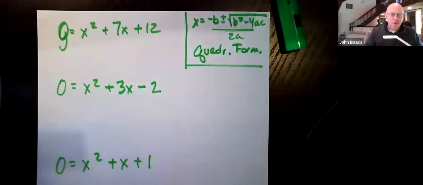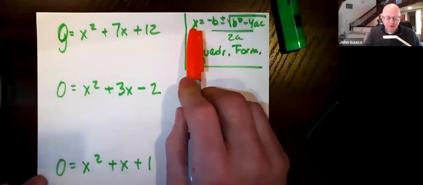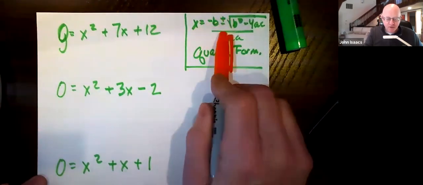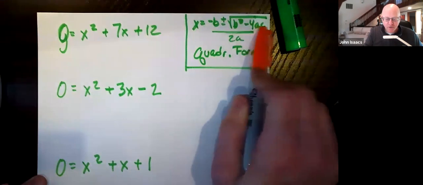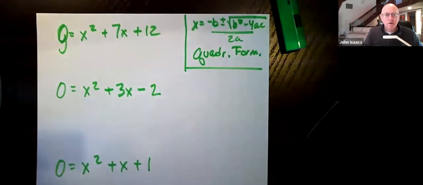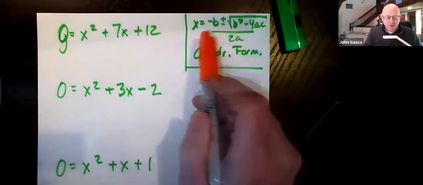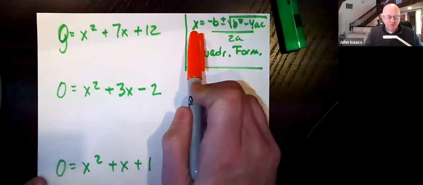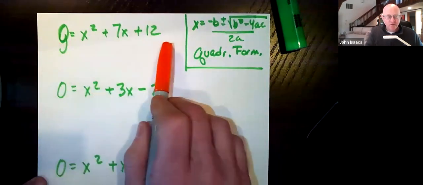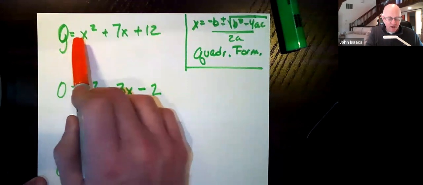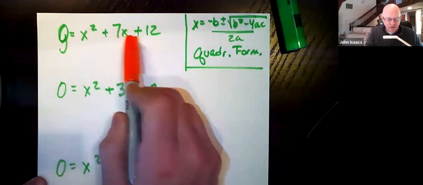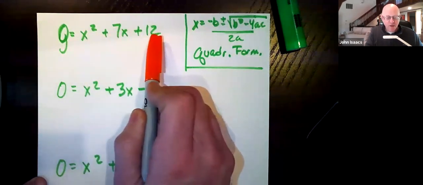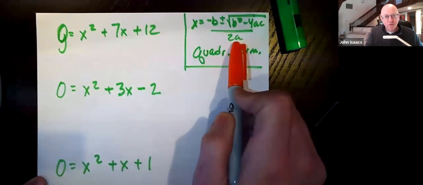Okay, so how to use the quadratic formula. The quadratic formula is x equals negative b plus or minus the square root of b squared minus 4ac, all over 2a, which means we can solve for x if we have an equation in the form 0 equals ax squared plus bx plus c. We can solve the equation using the formula.